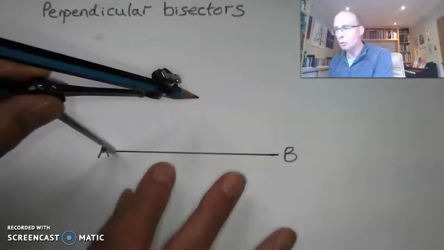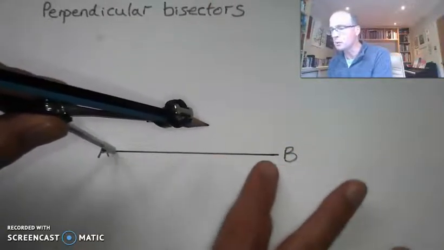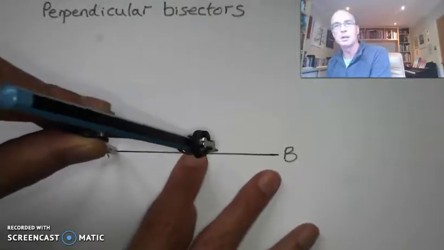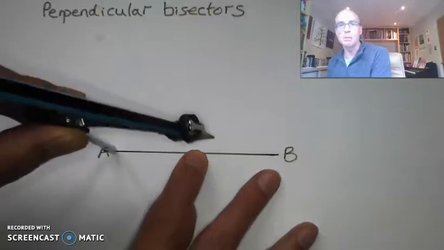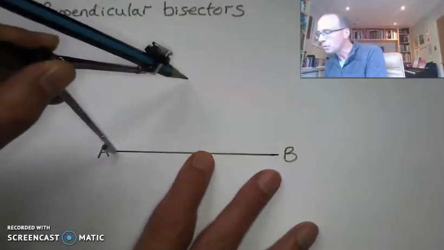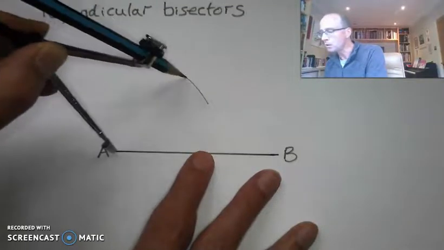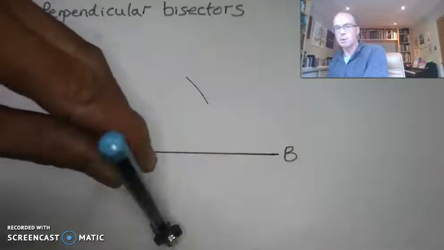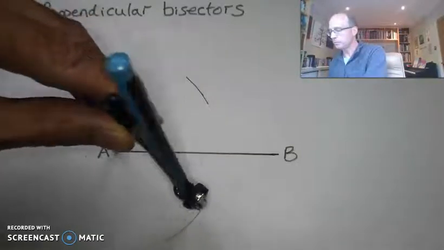If you make it too small, if it's less than half the distance between A and B, then it's not going to work. So it needs to be a little bit more than halfway. It can be quite a bit more, but it can't be shorter than half the distance between A and B. So what we're going to do is draw an arc above the line segment AB, and I'm also going to draw one below.